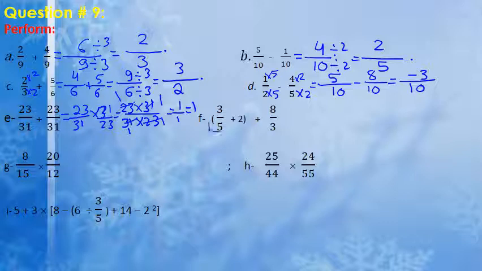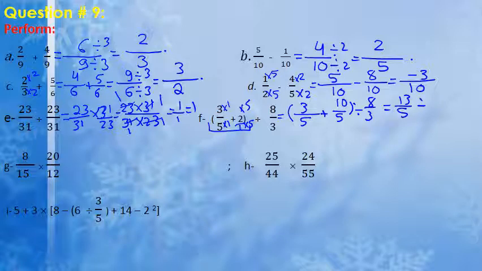Here we should apply rules of order of operation. We change them into like fractions. 3 over 5 plus 10 over 5 divided by 8 over 3 equals 13 over 5 divided by 8 over 3. We change them into multiplication. 13 over 5 times 3 over 8. This is equal to 39 over 40.